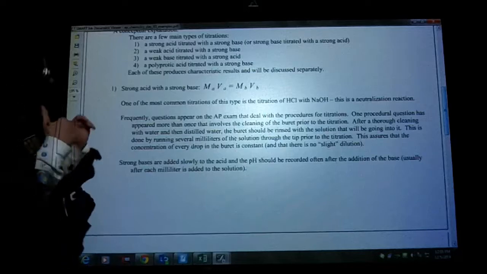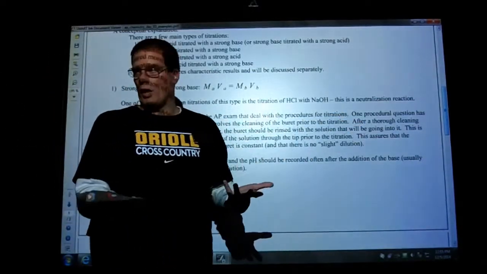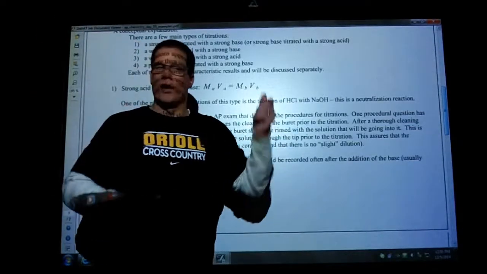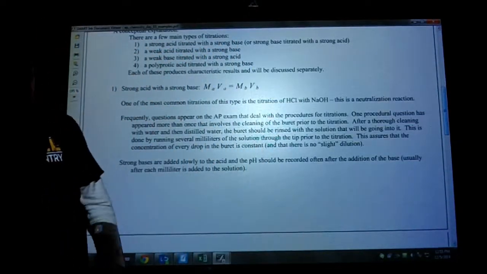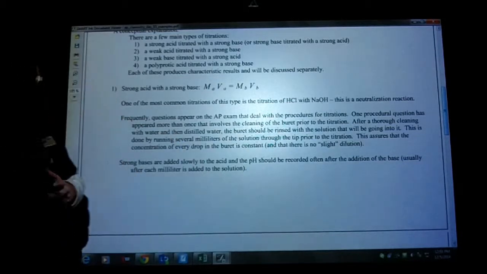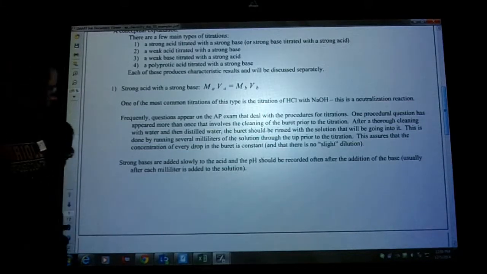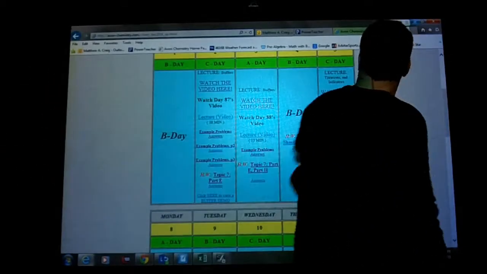So one of the things that is often asked on the AP exam is, how do you clean your burette? How do you get the titration ready? Do you just grab it, go, fill, and bam? No, take care of it. So we run the distilled water, it should be rinsed with the solution that's going into it, run it out, and then fill it up. Okay. Good question, Taylor.